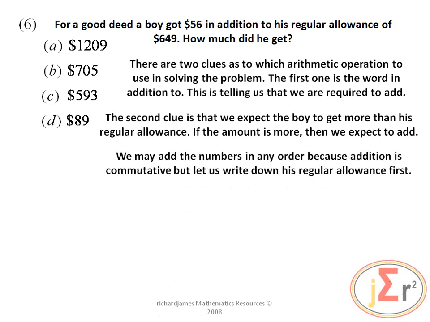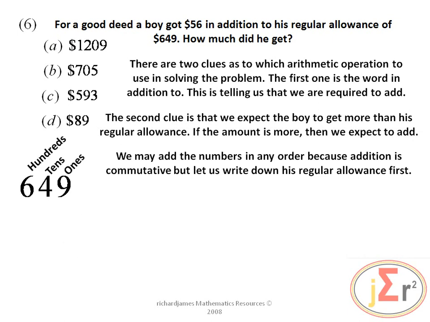We may add the numbers in any order because addition is commutative. And what does commutative mean, Jerry? Very good. It means that the order in which we add numbers does not affect the result. So if we say 7 plus 5 is equal to 12, 5 plus 7 is also equal to 12. So, addition is commutative. But, let us write down his regular allowance first. Usually we try to put the bigger number first. So we write down the regular allowance.